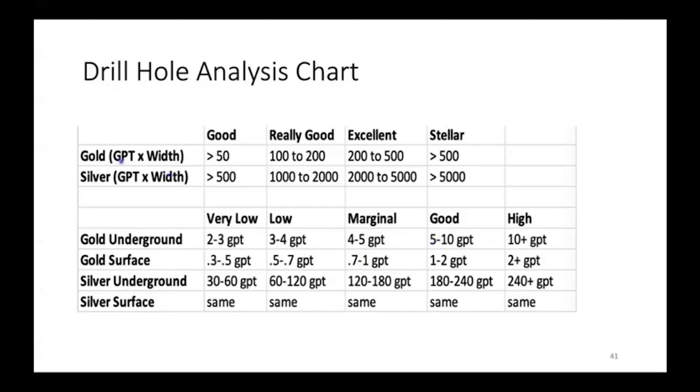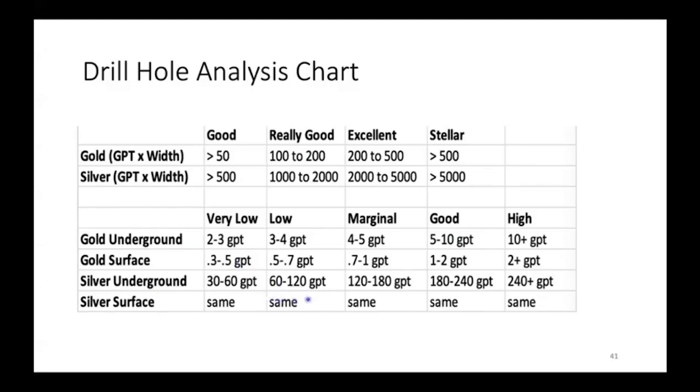You have to multiply these out, find out if it's really good, excellent, stellar, and then you have to look in here and see if it is in the good and the high grade. So these are the grades right here, very low. So for instance, gold underground, very low grade is 2 to 3 grams. Gold surface is 0.3 to 0.5. And then the same as silver grade, underground and surface is basically the same.